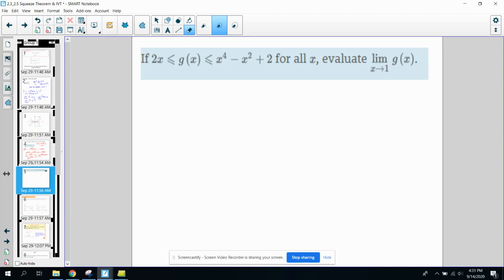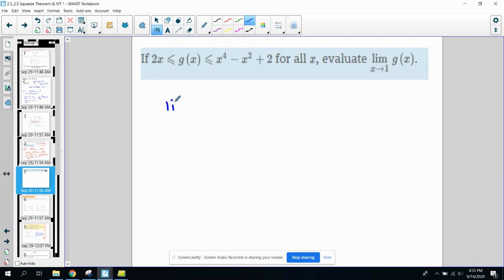Now this example is a little bit different because we don't have a sine function that's oscillating. We don't have to create the inequality ourselves. We're given the inequality, and we're trying to figure out information about the g of x function, which is just some generic function. So we want to find the limit as x approaches 1 of g of x. Well, we know what the end point functions are. So we're going to take the limit of each of those.